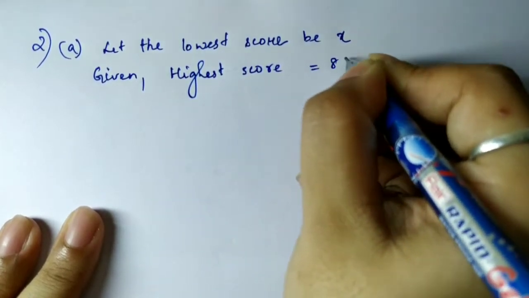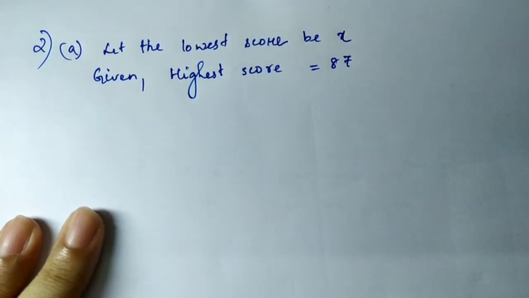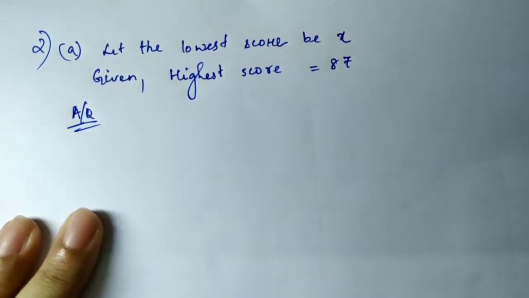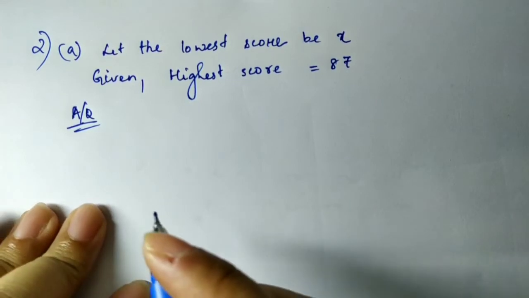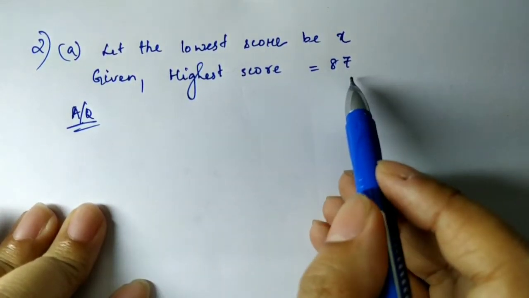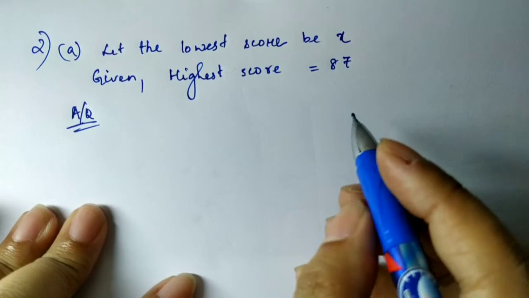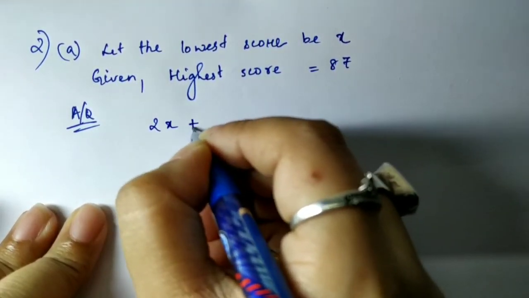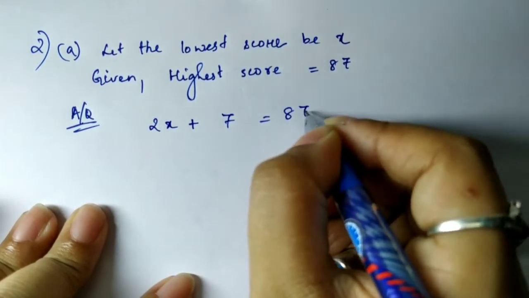It's given as 87. Now, according to the question, what will the equation be? According to the question, it's given that the highest mark obtained, that is this, is equal to twice the lowest mark. Twice the lowest mark means twice x plus 7. So this is my equation.